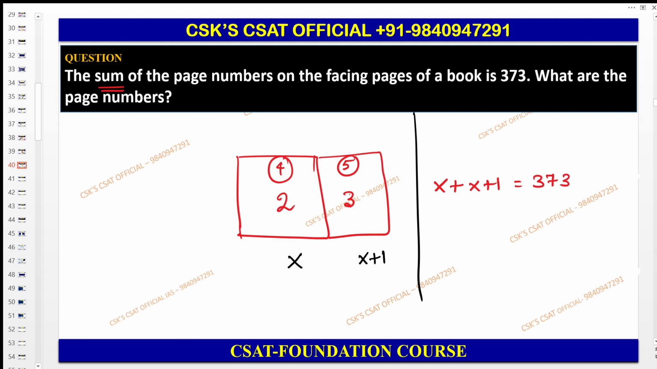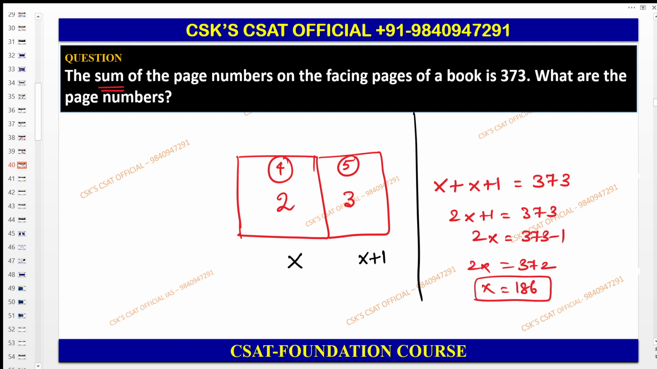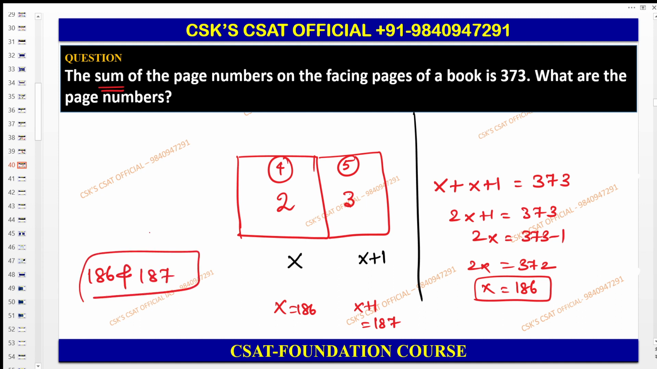Okay. What are the page numbers? We need to identify the page numbers. That's it. 2x plus 1 is equal to 373. 2x is equal to 373 minus 1, 372. 2x. Then x is equal to what? 186, right? Yes, sir. If x is equal to 186, then x plus 1 is equal to 187. So therefore, what are the page numbers? 186 and 187. Clear, everyone?